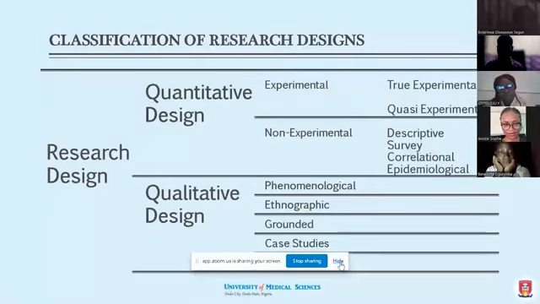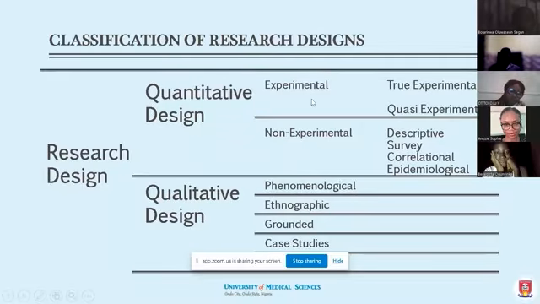Classification of research designs. Research design can be broadly classified into two: quantitative design and qualitative design. Under the quantitative design, don't forget that quantitative talks about things that can be counted, things that can be assigned number to, or qualities that are objective, things that, yes, objectivity. So under this quantitative design, you have experimental and non-experimental research designs.